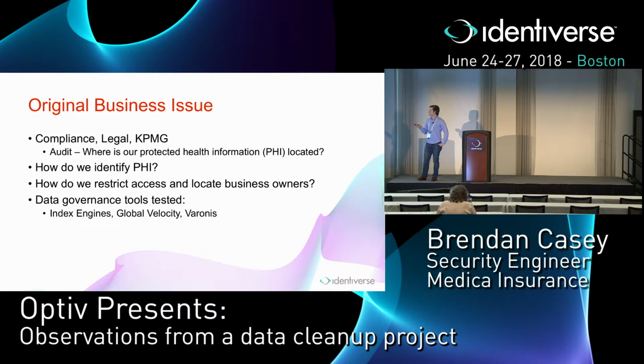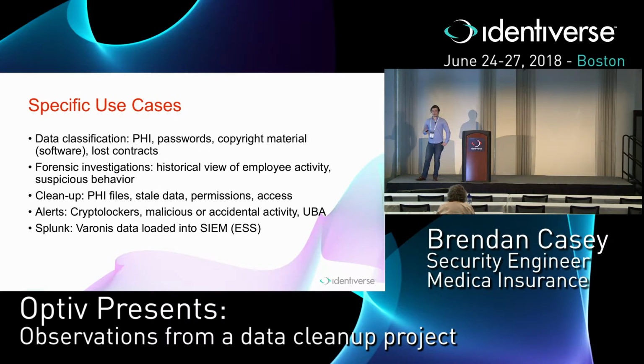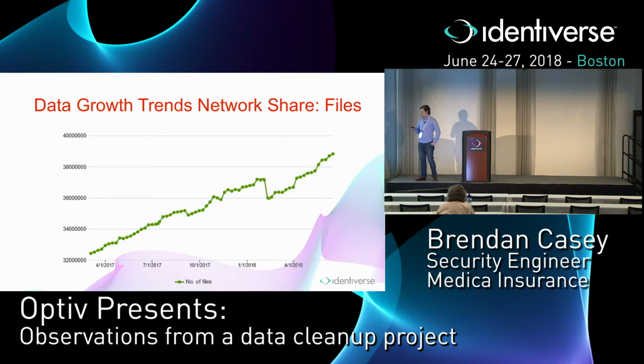The original business issue was that legal and KPMG came in and did an audit and said we needed to know where our PHI, protected health information, is located. Just saying we know that we have PHI in our environment wasn't enough. We actually needed to know exactly where it was. Another part of the process was how we actually identify the PHI in our environment. Mainly, there are different pieces of information that you need for it to be PHI, like name, address, social.